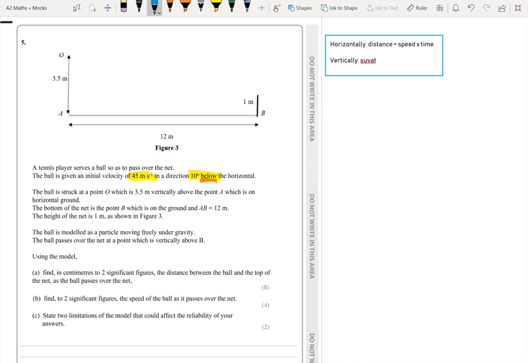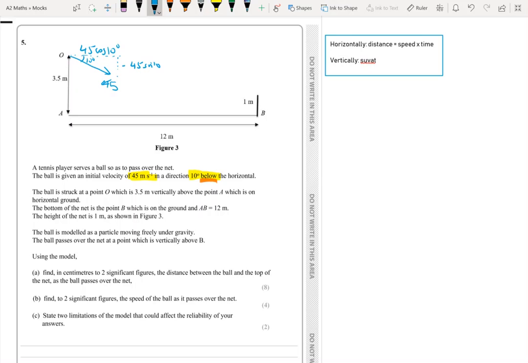So if we draw the horizontal at O, the initial velocity is in that direction, its speed is 45. And so we've got two components there from the 10 degrees. We've got 45 cos 10 degrees, that will be the horizontal. And because that's going downwards, I'm going to have negative 45 sine 10 in my vertical initial velocity.